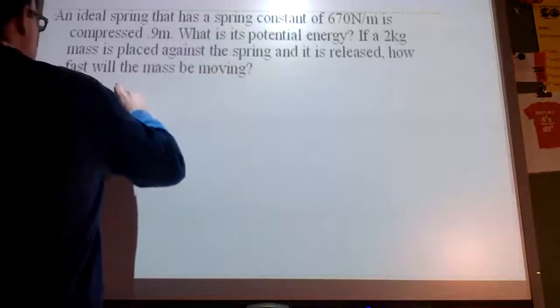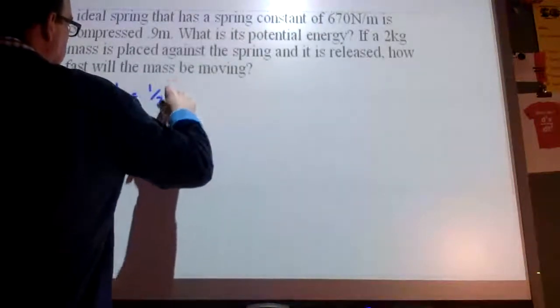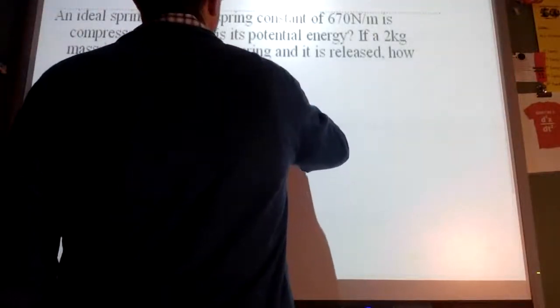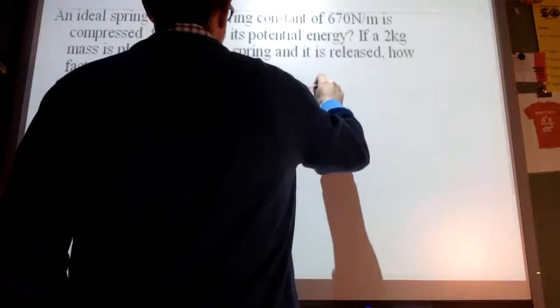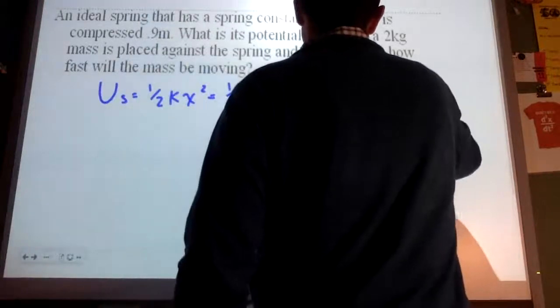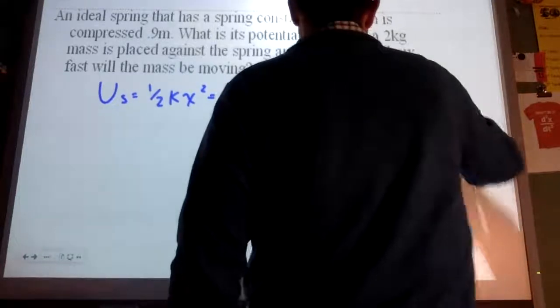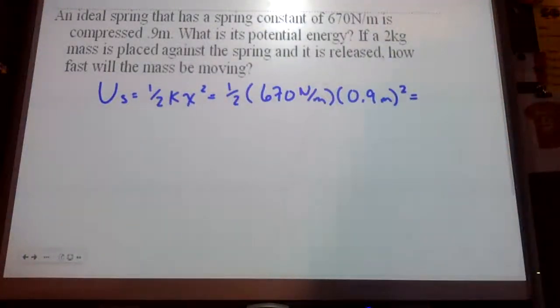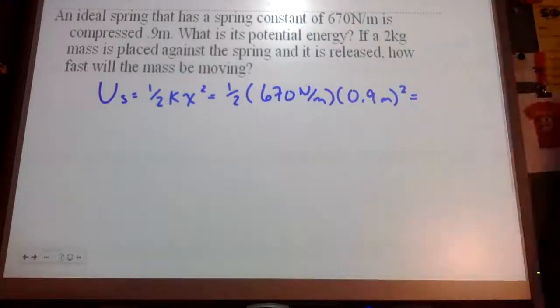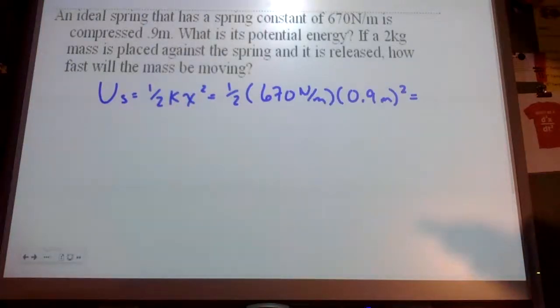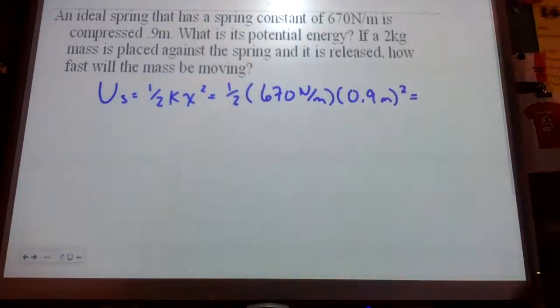So energy would be 1/2 kx squared. And so this is 670, and our amplitude, our maximum x, is 0.9. If I put this in my calculator, I get 271 joules.